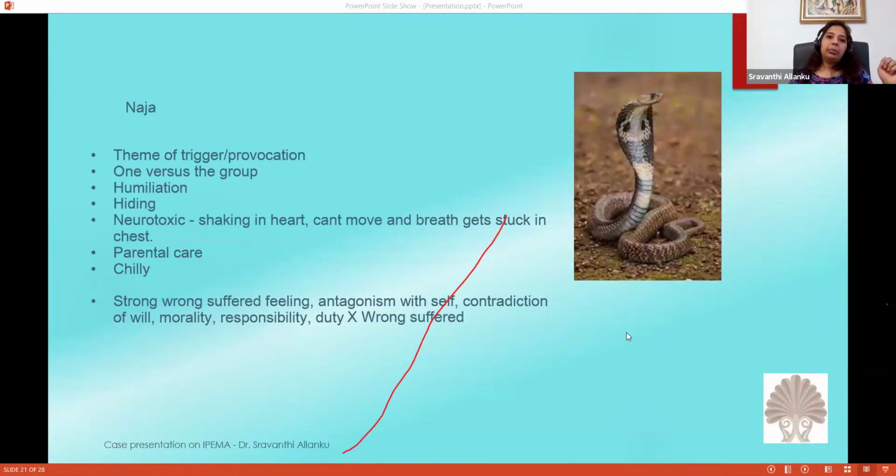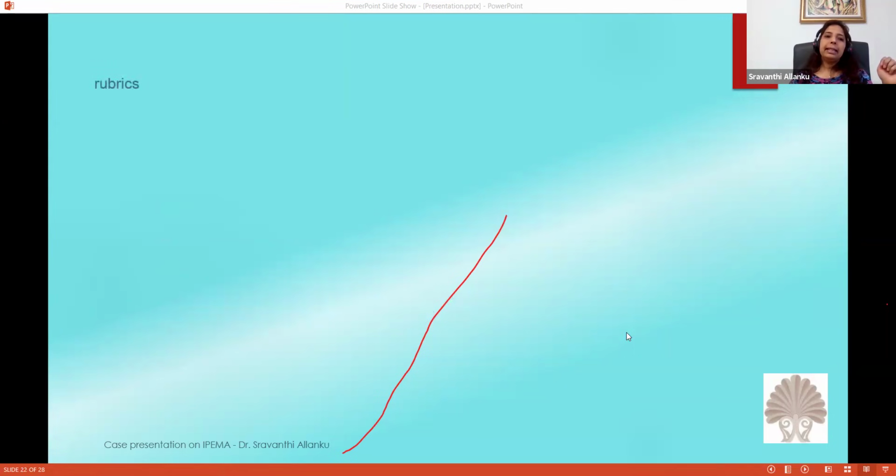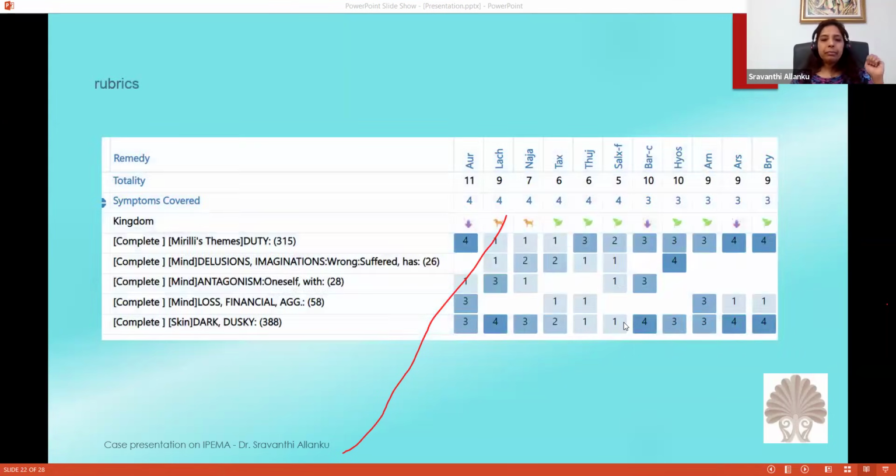Now let us look at some of the rubrics, if they support the analysis or not. The rubrics that I have taken here, I tried to make as individualizing to this patient as possible, to the extent that rubrics can. So this kind of thing where something comes together with another thing is something that we need to take away from the analysis part of the rubric understanding. We don't get directly that this symptom is in conflict with the other symptom, right? So you see here, I've taken wrong suffered, antagonism with self, loss of financial.